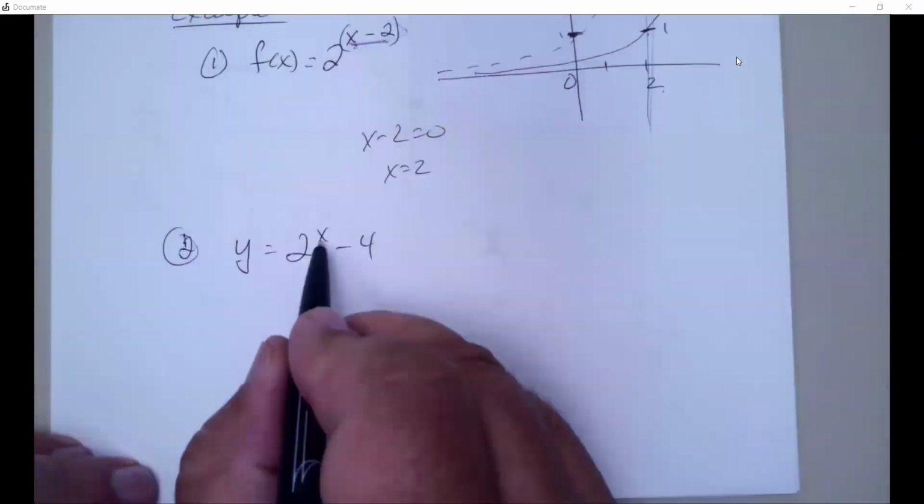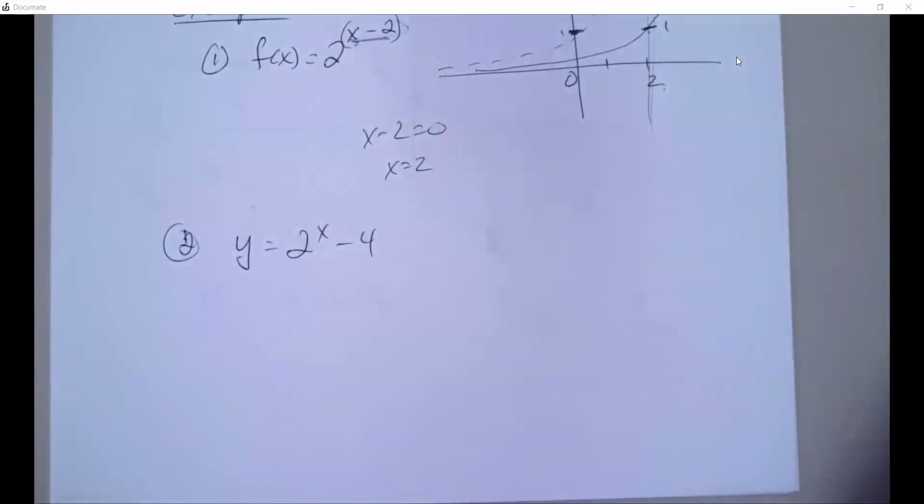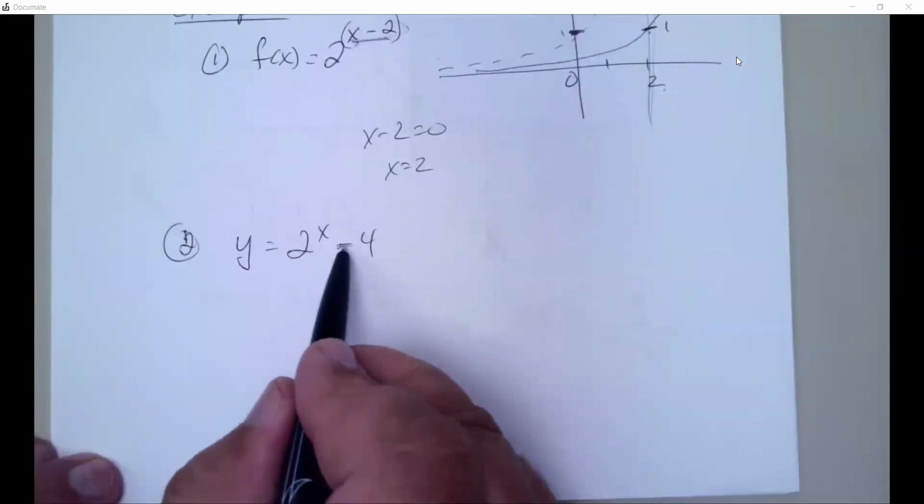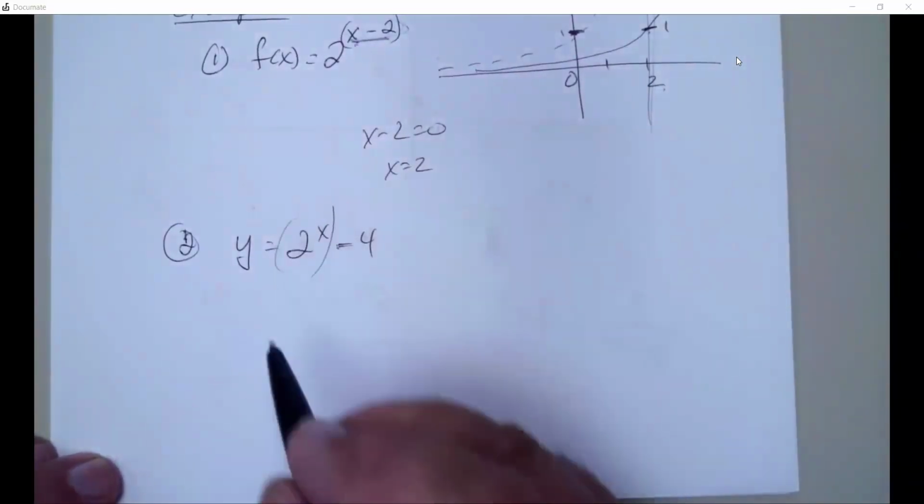Why? It's 2^x minus 4. It's not 2x. This is not an exponent. This is part of the equation. It's 2^x minus 4.